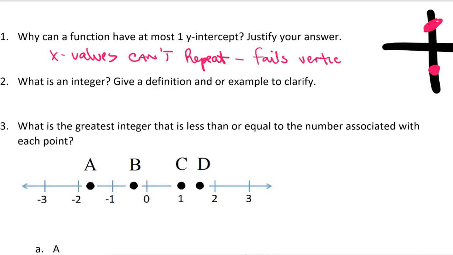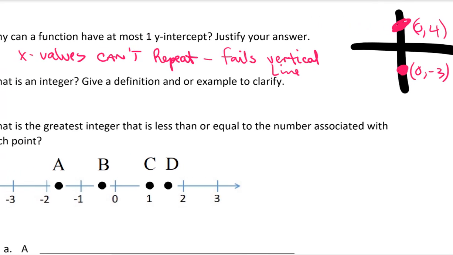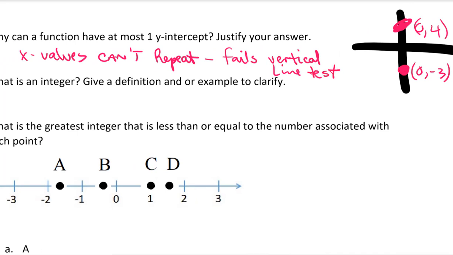So that is why you cannot have two y-intercepts, because both of those points, now think about that, it'd be (0, -3) and then (0, 4). So you'd have two different y values, but the x values would be the same. So it fails the vertical line test. Sorry, bro. No go for you.